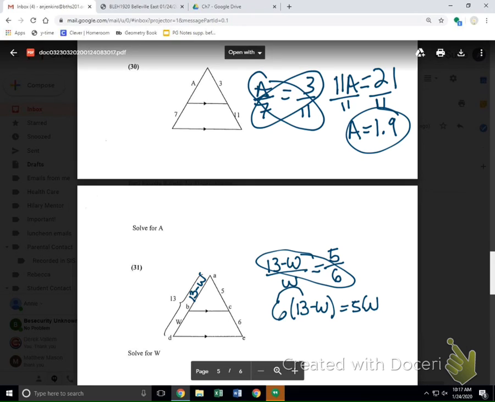We got to distribute. What's 6 times 13? 78, you guys said? Minus 6W equals 5W. Add 6W. 78 equals 11W. We got to divide by 11. W equals 7.1.